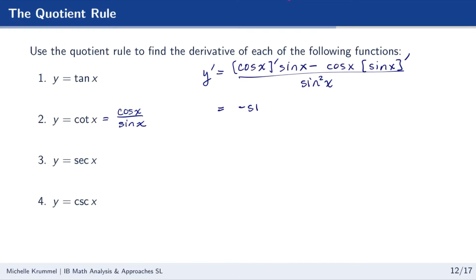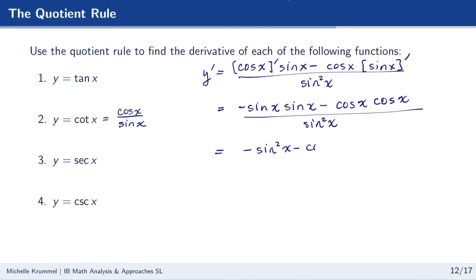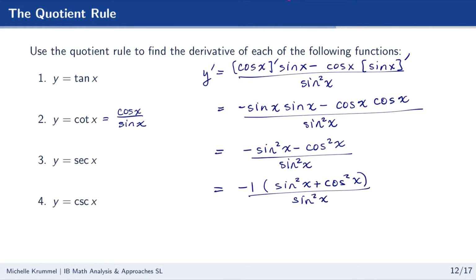Derivative of cosine is negative sine, so negative sine x minus cosine x. The derivative of sine x is cosine x over sine squared x equals negative sine squared x minus cosine squared x over sine squared x. We can factor negative 1 out of the numerator, and we have left sine squared x plus cosine squared x, which becomes 1. So we have negative 1 over sine squared x, which is equal to negative cosecant squared x. That is the derivative of cotan x. It's negative cosecant squared x.